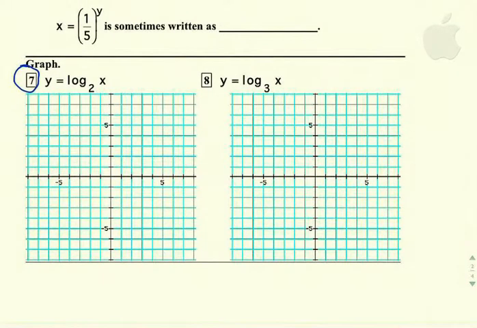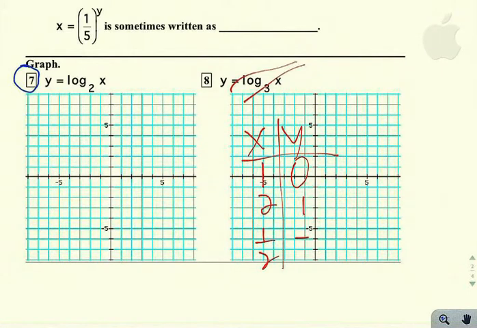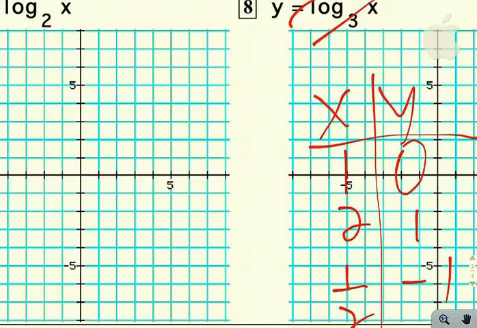For number 7, log to the base 2 of x, well, we just did that. We did something like it. Let's make an xy chart. When x is 1, y is 0. When x is 2, log to the base 2 of 2 is 1. And then when x is 1/2, log to the base 2 of 1/2 is minus 1. So 1, 0, 2, 1, 1/2, negative 1. And this has a vertical asymptote, x equals 0.